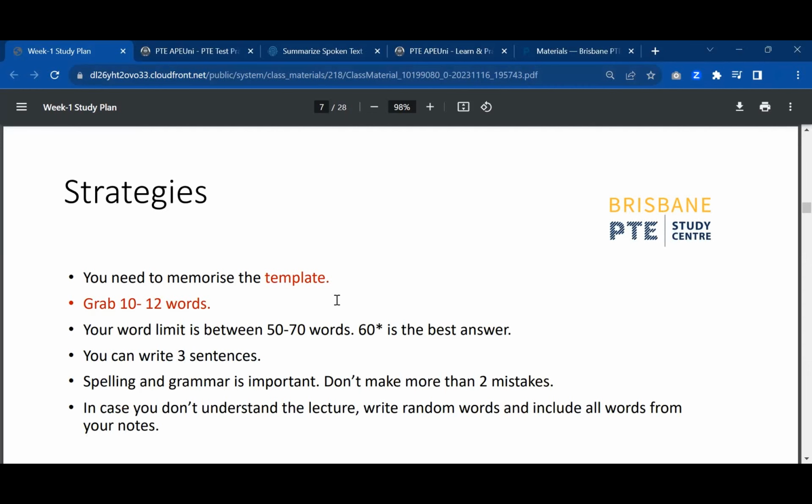Okay, secondly, grab 10 to 12 words. Now, what's the reason why I am saying 10 to 12 words? If you can actually get 15 words, there is no loss, because then you will actually have, listen to me very carefully, this part is important, more options to choose from when you have more than 10 or 12 words. Remember that the words we are going to include in our answer should be good words.